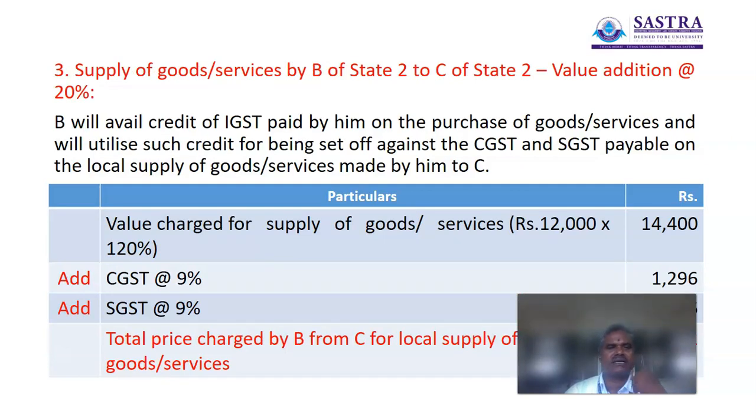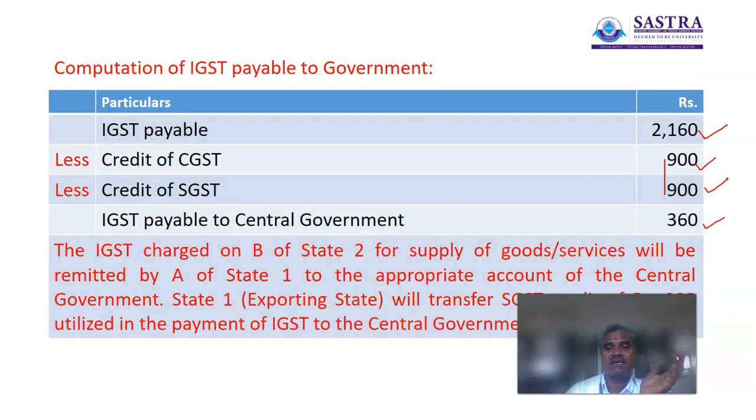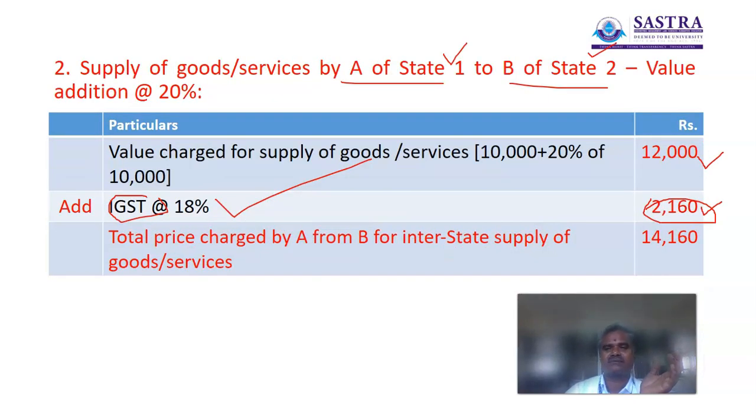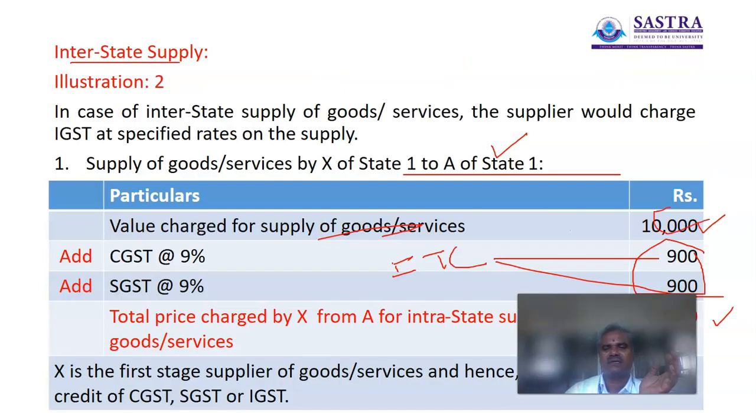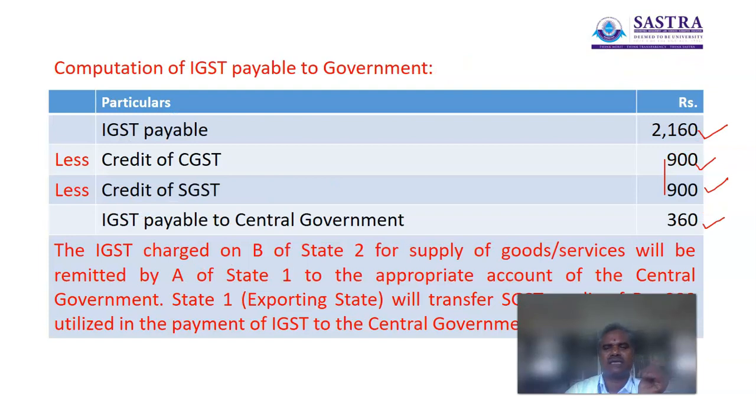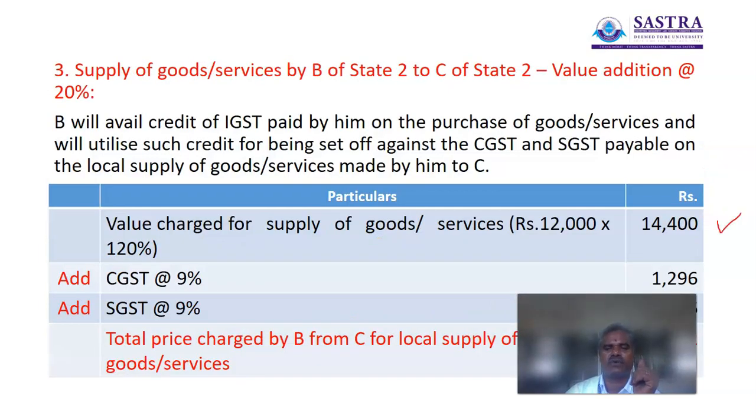In the next stage, supply of goods or services by B of state 2 to C of state 2. Again, B supplies goods to C, but here he has added 20%. 20% of what? 12,000 cost price, because here the cost is 12,000. In stage 1, cost is 10,000. In stage 2, cost is 12,000. Stage 3, the cost will be 14,400.